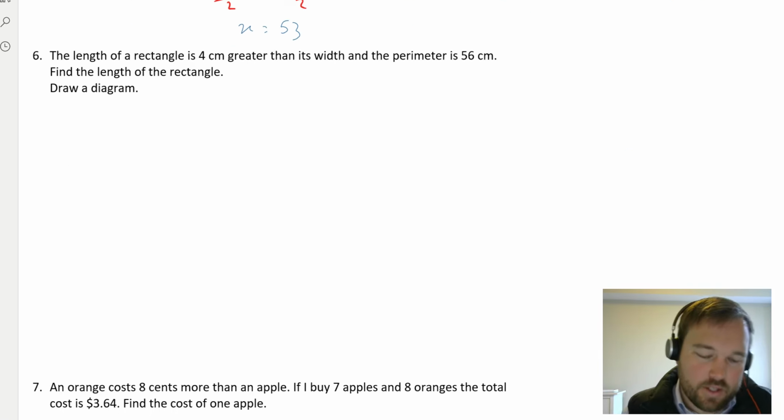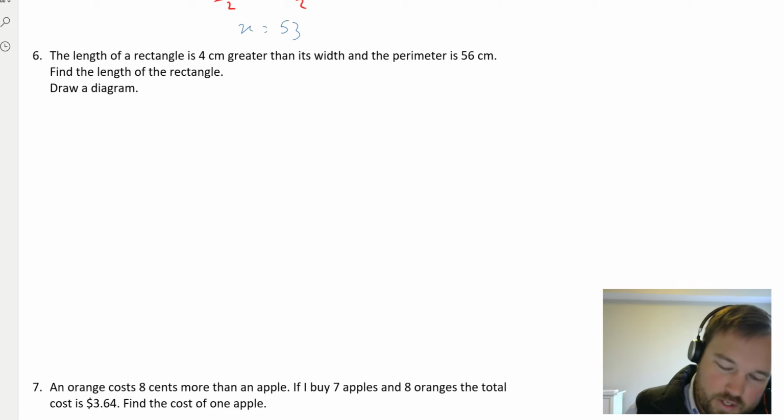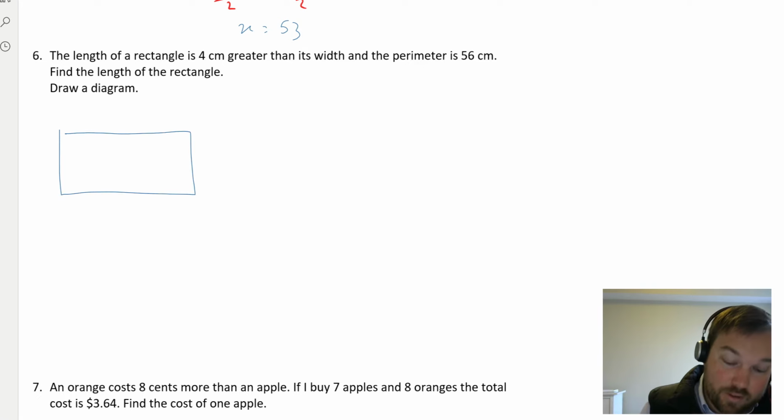Alright, question 6. The length of a rectangle is 4 centimeters greater than its width, and its perimeter is 56. Find the length of the rectangle. Hint, draw a diagram. Alright, let's start off with a diagram. Let's see what information we're given. We're given that it's 4 centimeters greater than its width. So we don't know the length or width, but I'm just going to make the width x. If the length is 4 centimeters greater, we're given that x plus 4 is that.